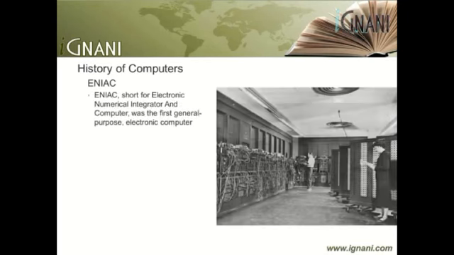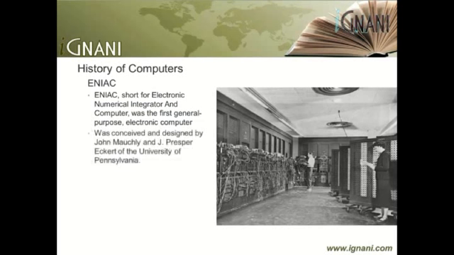ENIAC. ENIAC, short for Electronic Numerical Integrator and Computer, was the first general-purpose, electronic computer. It was a Turing-complete, digital computer capable of being reprogrammed to solve a full range of computing problems. ENIAC was conceived and designed by John Mauchly and J. Presper Eckert of the University of Pennsylvania. The ENIAC's design and construction was financed by the United States Army during World War II.